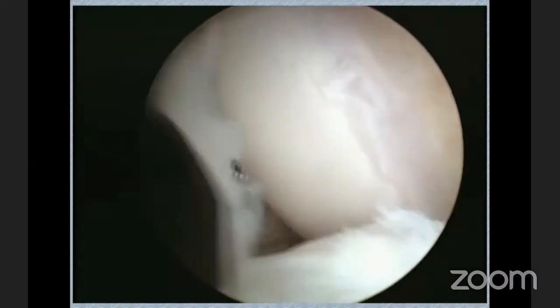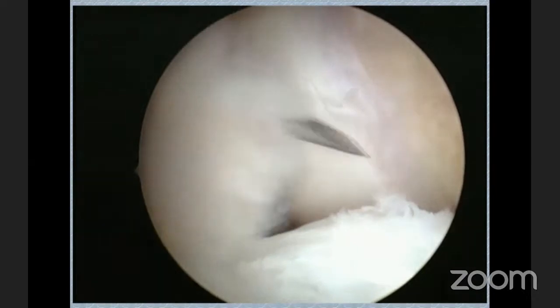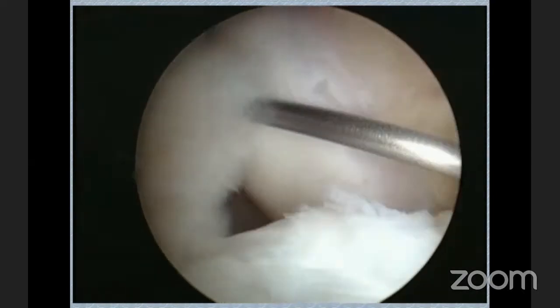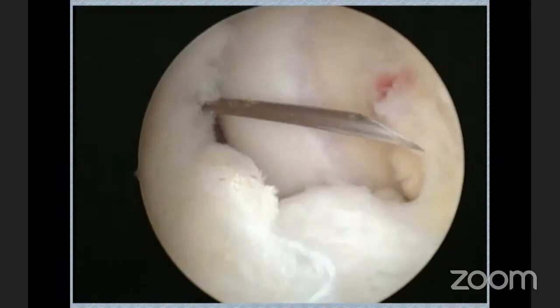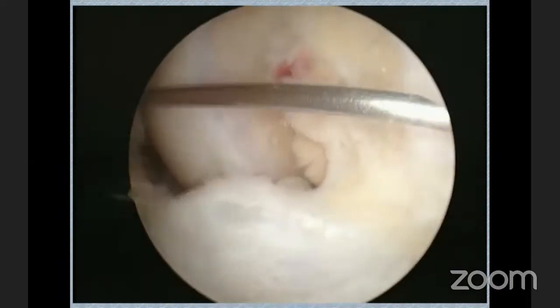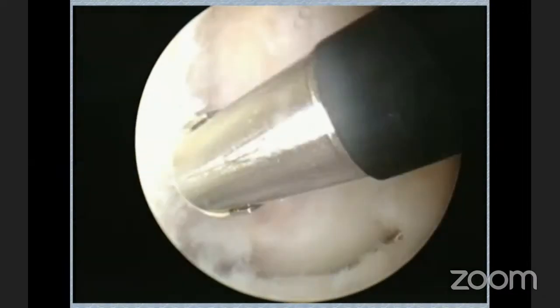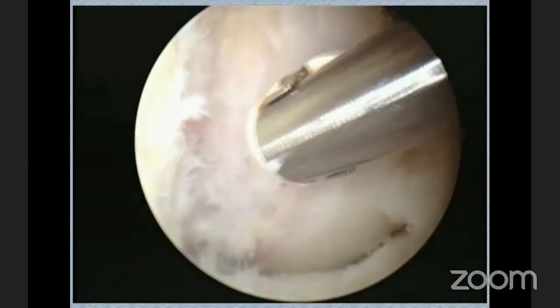So the accessory anteromedial portal is being made just above the meniscus, and we make sure that the medial femoral condyle is safe. A medial portal which is placed too close to the medial femoral condyle can result in injury to the cartilage. And the needle is aimed, as you could see, at the femoral ACL footprint.